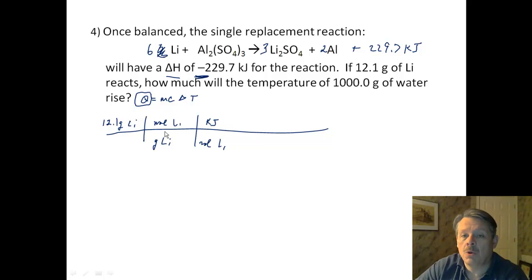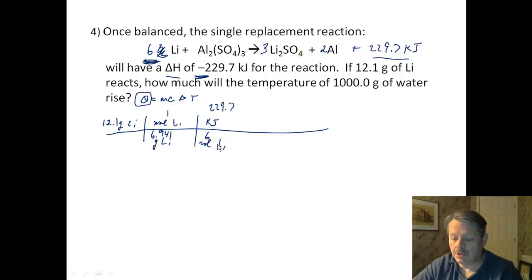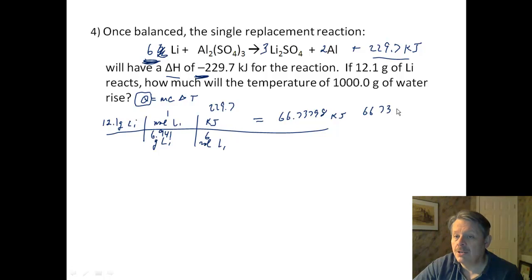All right, well, we have to know how much lithium weighs. So we look lithium up on the periodic table, and it's 6.941 grams in 1 mole. And my kilojoules is 229.7, but this is the part we have to be very careful of, because we have 6 moles of lithium generating that much energy. Okay, so that's going to give us 66.73798 kilojoules of energy, which is 66,737 or 738. Let's round, and that's joules of energy. Wow, that's a lot of energy.